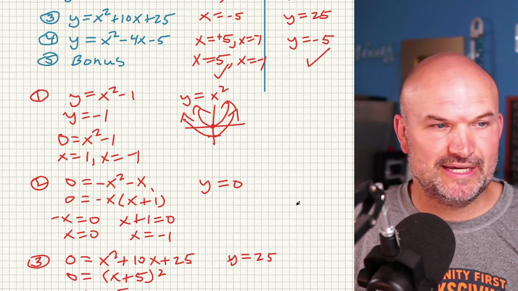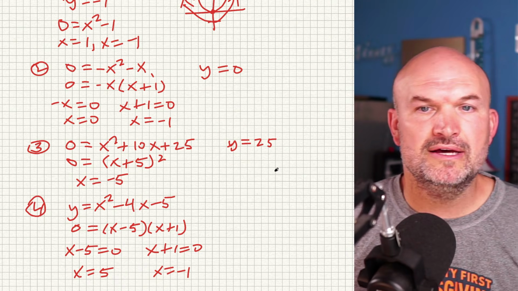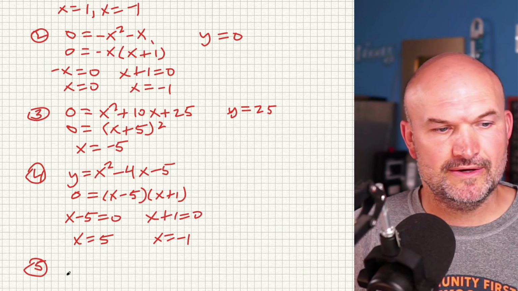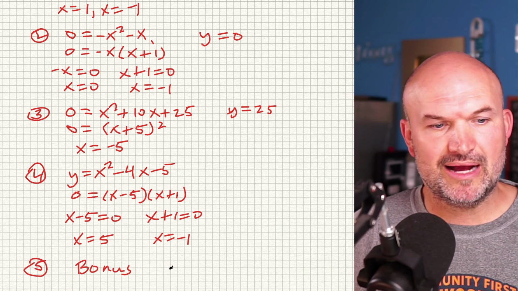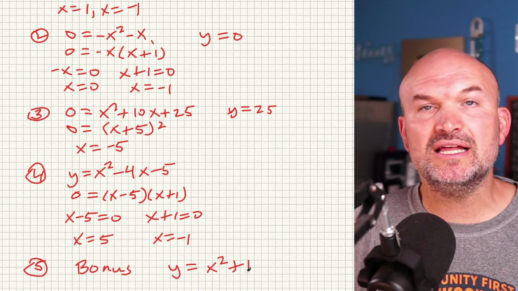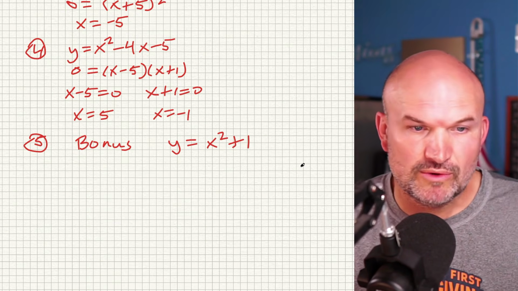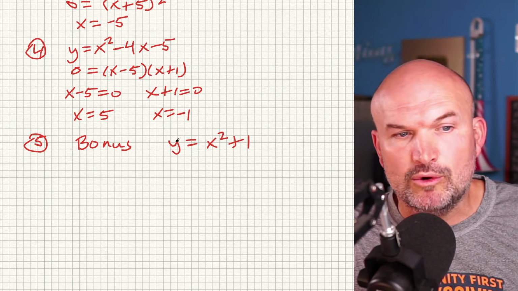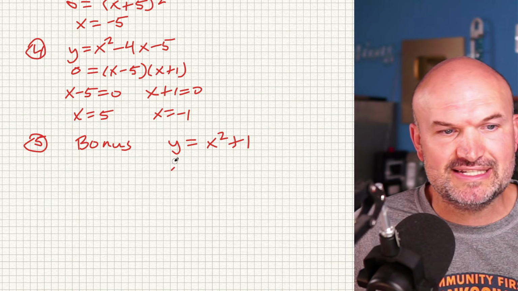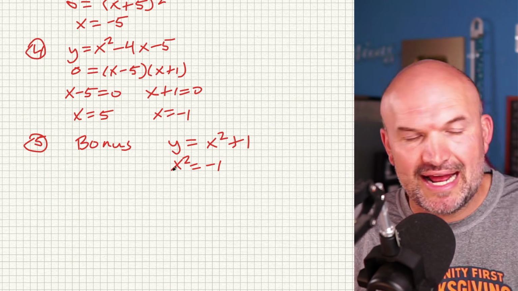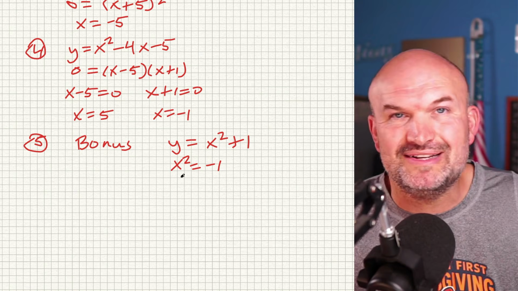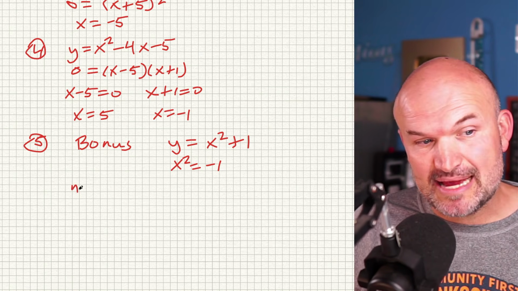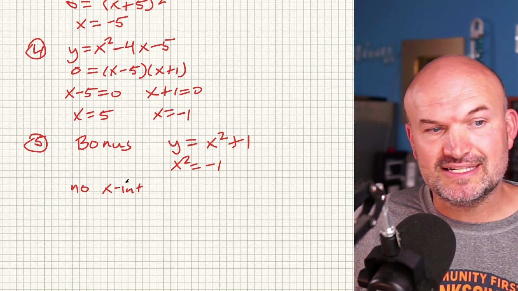Now let's get into the bonus, because when we're thinking about doing things fast, what about when we have problems like this? Y equals x squared plus 1. Now again, if we follow our general understanding here, if I put 0 in for y and then solve, I'm going to get x squared is equal to -1. And when I take the square root of both sides, I'm trying to take the square root of a negative number, which in our real number system does not exist. So therefore, this is an example of no x-intercepts.